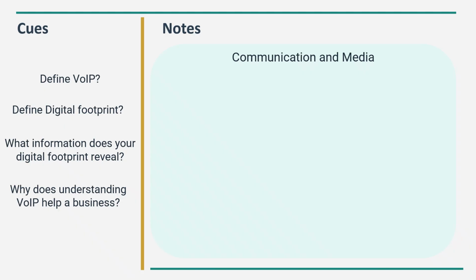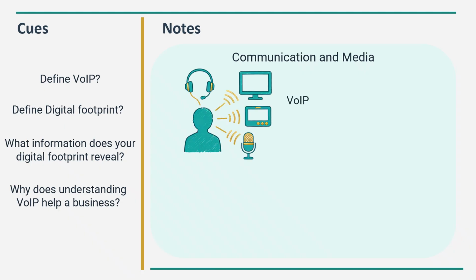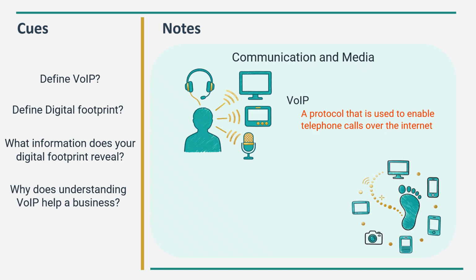In communication and media, VoIP lets people phone each other using the internet instead of normal telephone lines, often cheaper and across countries. Your digital footprint is the electronic record of your online activity. Every like, post, search, and download leaves data which is kept on servers.